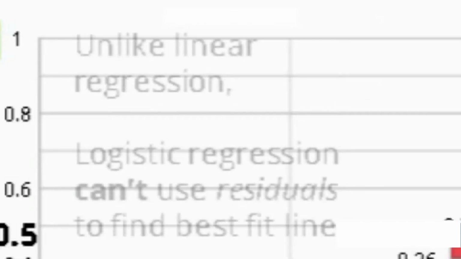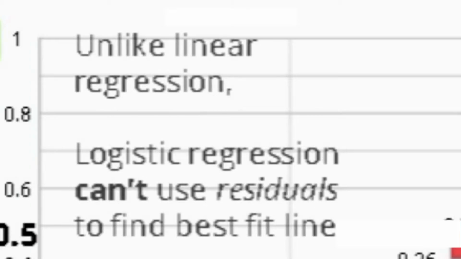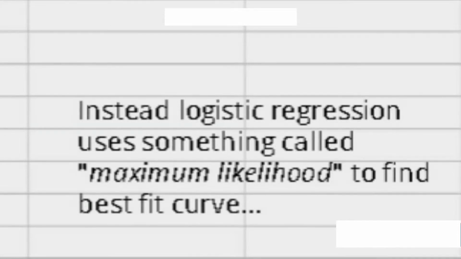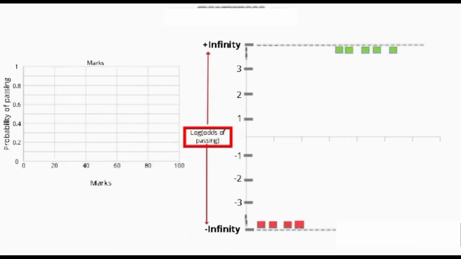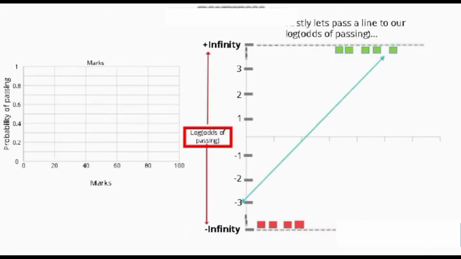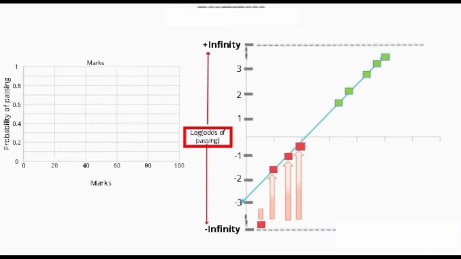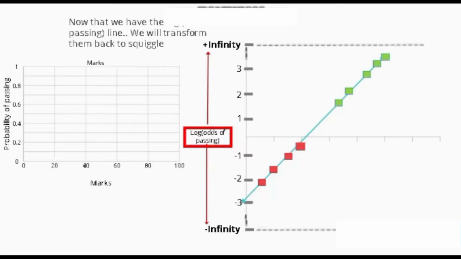Unlike linear regression, logistic regression can't use residuals to find its best fit line. Instead, logistic regression uses something called maximum likelihood to find its best fit curve. Firstly, let's pass a line through our log odds of passing. Then we project each point from infinity space to our line. Now that we have the log odds of passing line, we will transform them back to the squiggle using our sigmoid function.